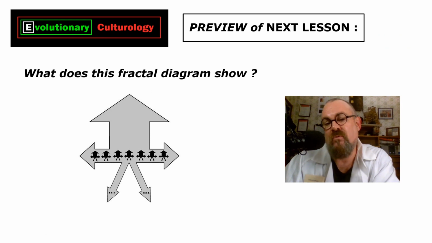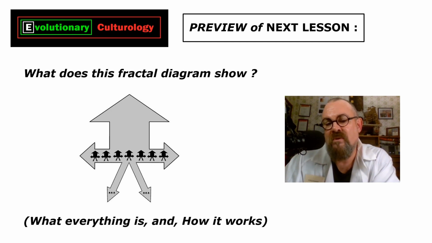And another thing from the next lesson, video lesson 2 coming up, is what does this fractal diagram show? Those 3 arrows there, up, sideways and down. In short, it shows what everything is and how it works, with the 3 universal laws of fractal holon partons: integrate upwards, compete and cooperate laterally, and command and control downwards and inwards. So we'll get into that in the next lesson coming up.